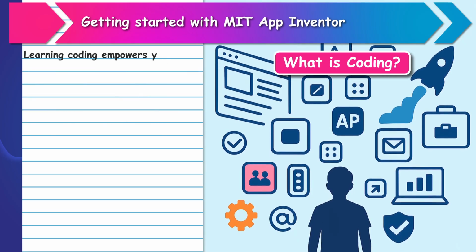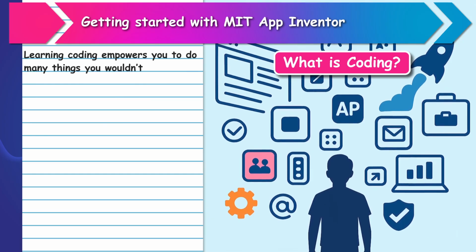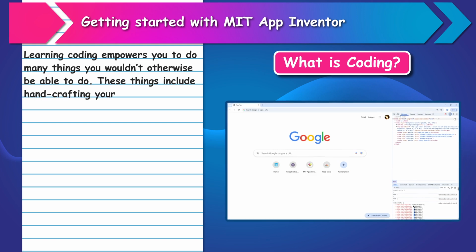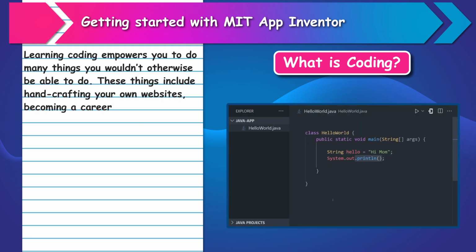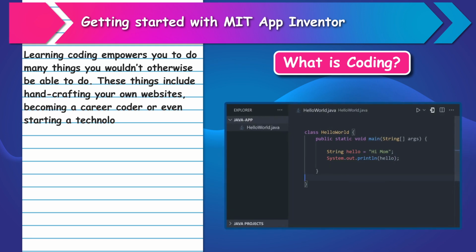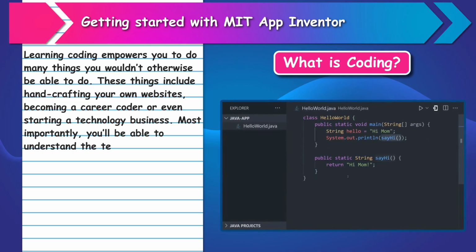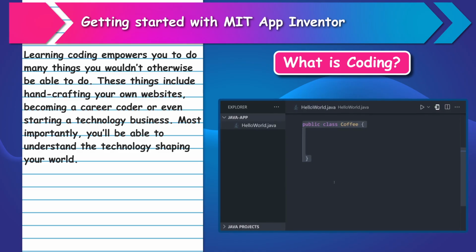Learning coding empowers you to do many things you wouldn't otherwise be able to do. These things include handcrafting your own websites, becoming a career coder, or even starting a technology business. Most importantly, you'll be able to understand the technology shaping your world.